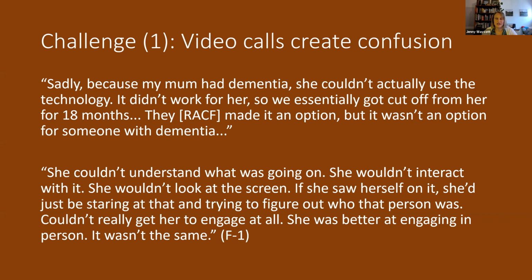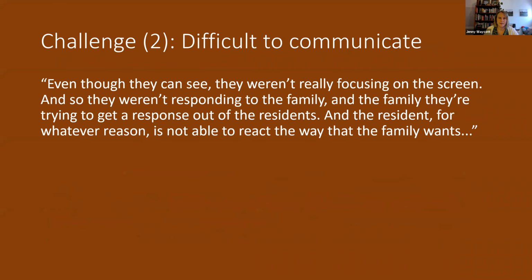It's a very sensitive setting with very complex needs, and we need to think very carefully about the best ways of enabling communication for people in aged care.